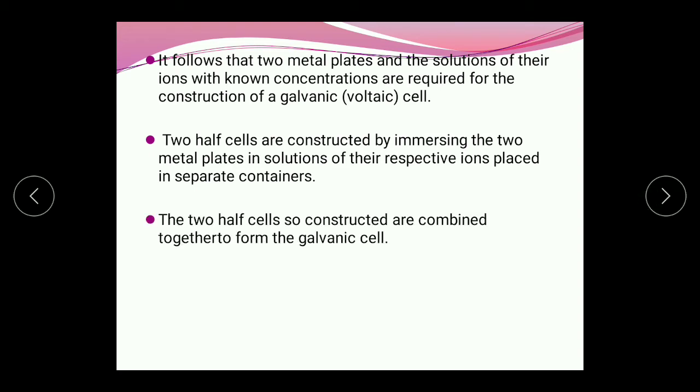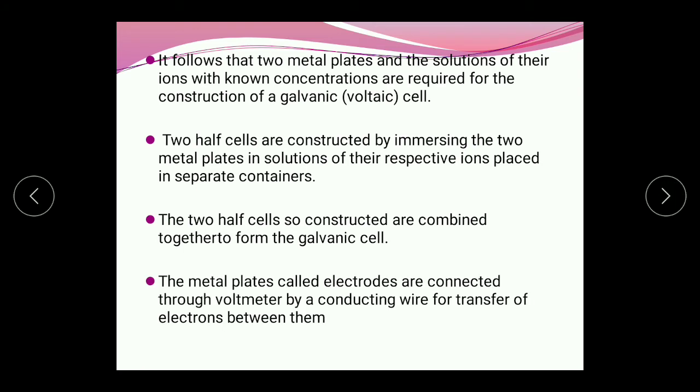Now, these two separate containers or half cells so constructed are combined together to form the galvanic cell. These two half cells should be connected, then only the reaction will take place. So they are combined in two ways, that means externally as well as internally, to complete the circuit. How are they combined externally? These two metal plates, now we are going to combine metal plates or strips and metal solutions, both.